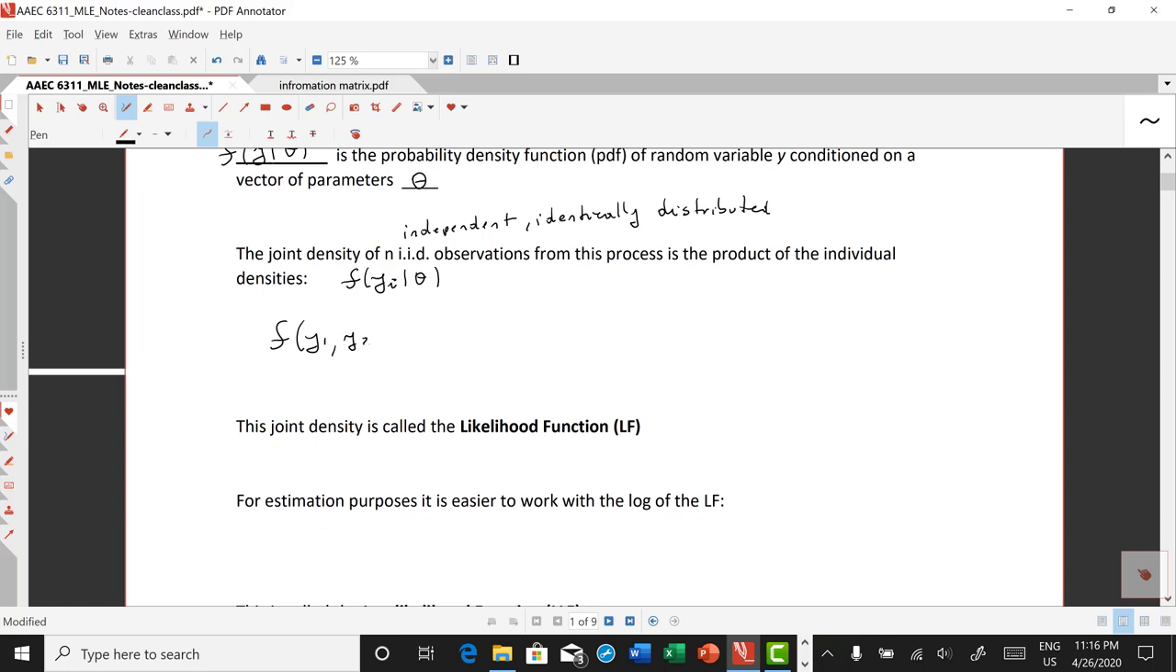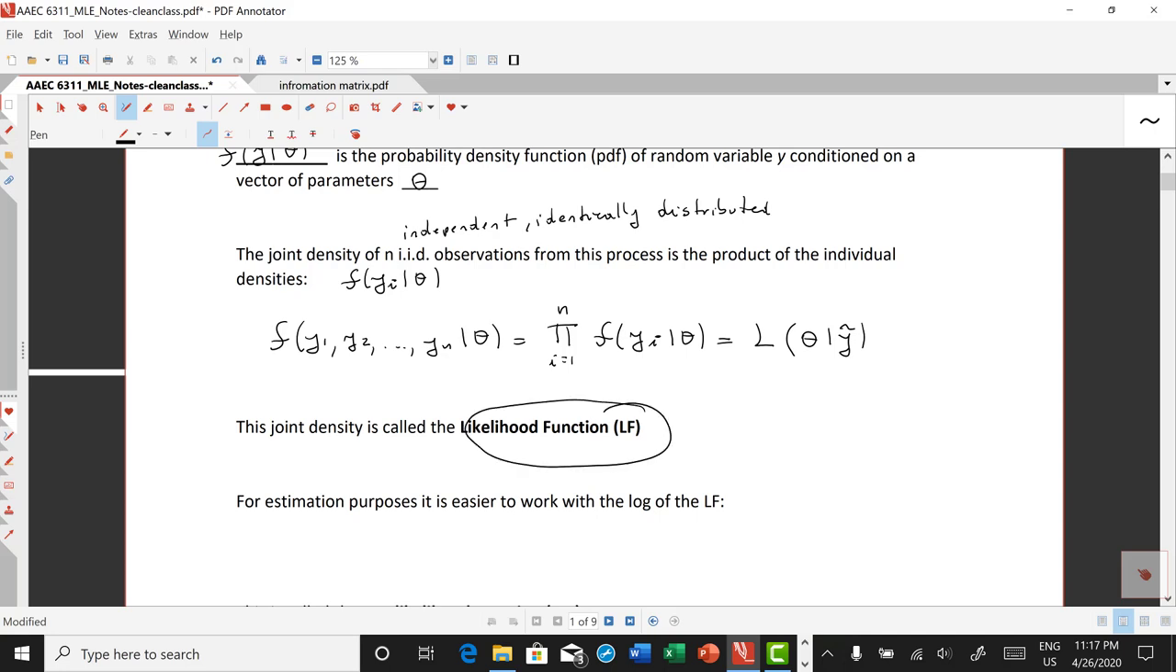So we have y1, y2, yn, conditional on theta. That's going to be equal to the product of the individual densities, a product from 1 to n, and we call it L. That's called a likelihood function. And we change the order. Before, we had the joint density of y as a function of this parameter theta. But later on, for estimation, we don't know this parameter theta, so based on observed values of y, we're going to be estimating it. So we change the order of the variables. This joint density is what's called the likelihood function.